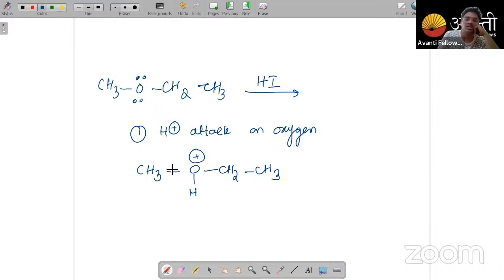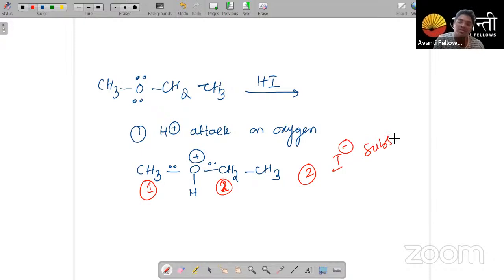Now there is a question. Here also shared pairs of electrons are there. From which carbon will the oxygen take the electrons, so that the most stable carbocation is formed? Just imagine from which carbon the oxygen will take, so that the most favorable condition, the most stable carbocation formation, will take place. Here H will be attacked and second, I minus will be substituted. Where will it substitute?